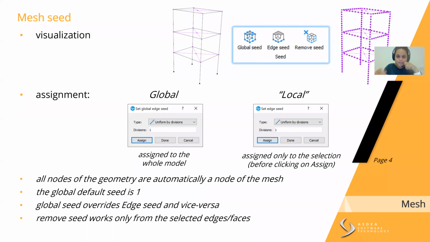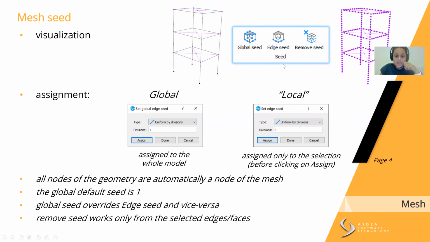So what about the mesh? I don't know if any of you guys have tried to do a model by yourself. First thing that happens is that if you don't mesh, the model doesn't run. So it's a very important thing to do before you run the model. And you can assign your mesh in different ways. There are three types of commands you can use: the global seed, the edge seed, and you can remove the seeds that you previously applied.